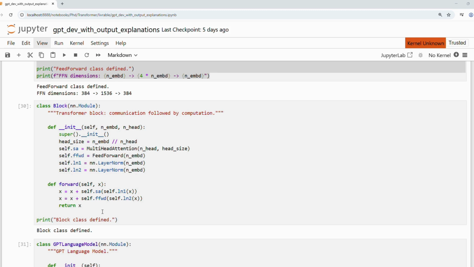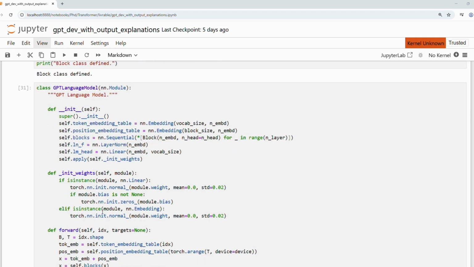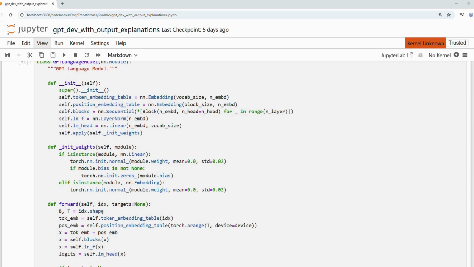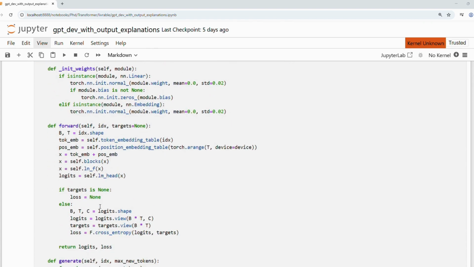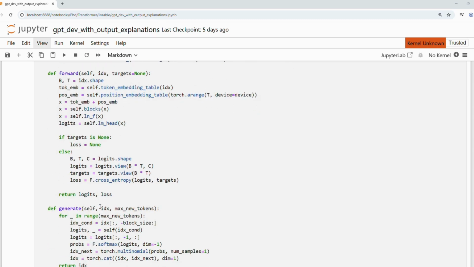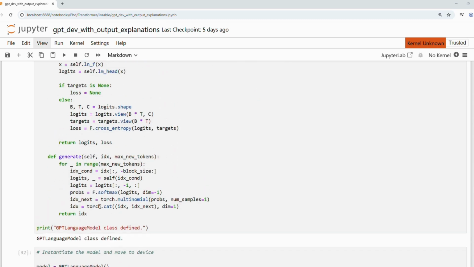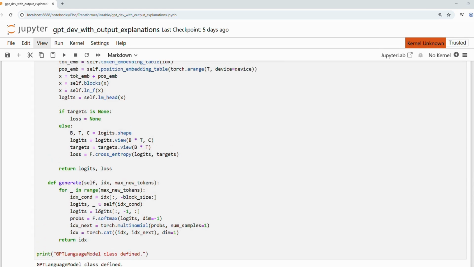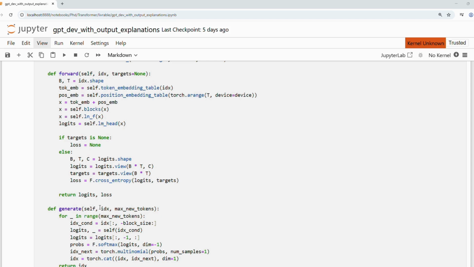Finally, the GPT language model class ties everything together. It has a token embedding table, a positional embedding table, a stack of transformer blocks, a final layer norm, and a linear projection back to the vocabulary, the language modeling head. In the forward pass, we look up token embeddings, add positional embeddings, pass through all transformer blocks, apply layer norm, and project to vocabulary logits. For generation, we use autoregressive sampling, taking the logits for the last position, applying softmax to get probabilities, sampling the next token, appending it to the context, and repeating.